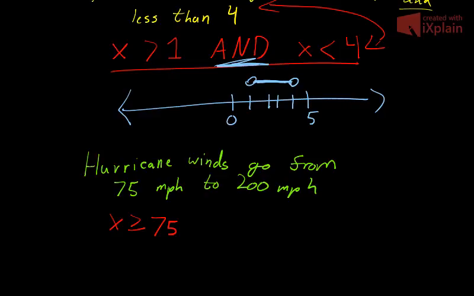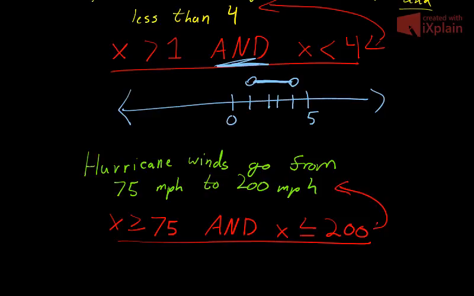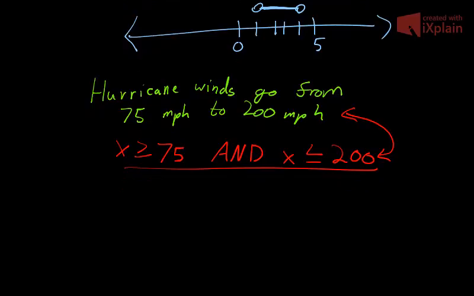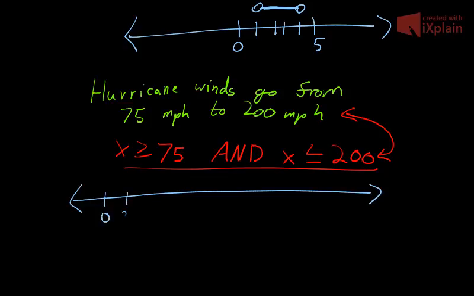It also says that it can't be above 200, so I'm going to write AND x is less than or equal to 200. And this is how I would write this English sentence in a mathy way. I think the math one's more fun. So one more time, we're going to graph this onto our number line. I'm going to start at 0 and go up by 25s. 50, 75, 100, 125, 150, 175, 200. A couple more just for fun.